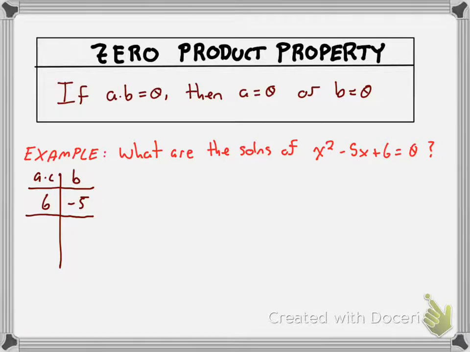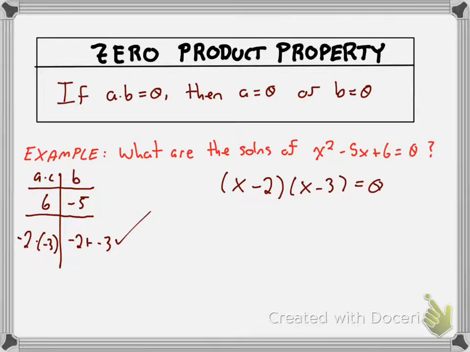Thinking about that, if I want two numbers that multiply to give me a positive but add to give me a negative, that is an indicator to me that I need to multiply together two negative numbers. In this equation, negative 2 times negative 3 will give me positive 6, and negative 2 plus negative 3 will give me negative 5. From here, I'm going to split this into factored form. x minus 2 times x minus 3 equals 0.